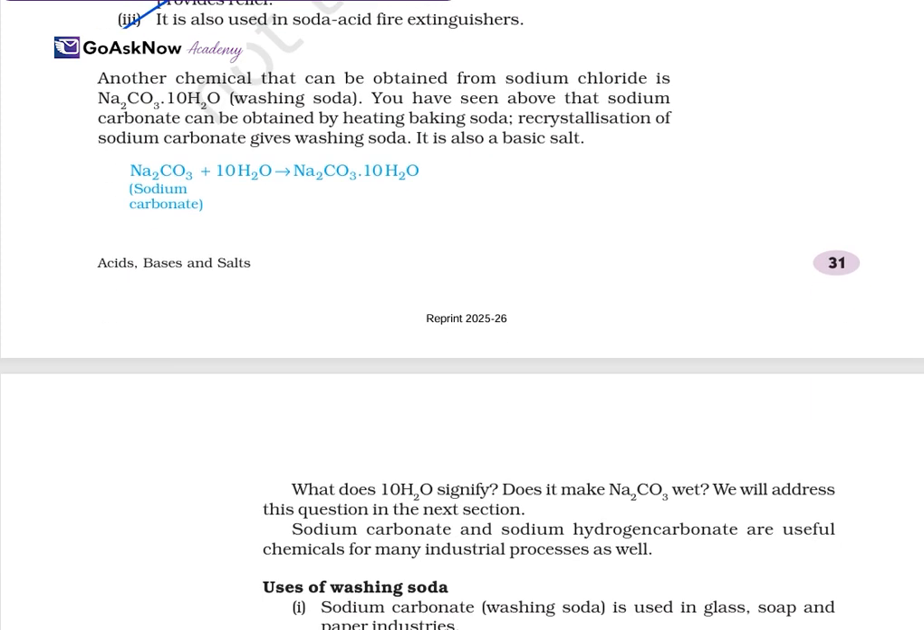Now let's move ahead with washing soda. Another chemical that can be obtained from sodium chloride is Na2CO3·10H2O. This is the formula of washing soda, so just keep in mind Na2CO3·10H2O. You have seen that sodium carbonate undergoes recrystallization, and the sodium carbonate gives washing soda, which is a basic salt. Sodium carbonate along with water, on heating, gives the final product washing soda.